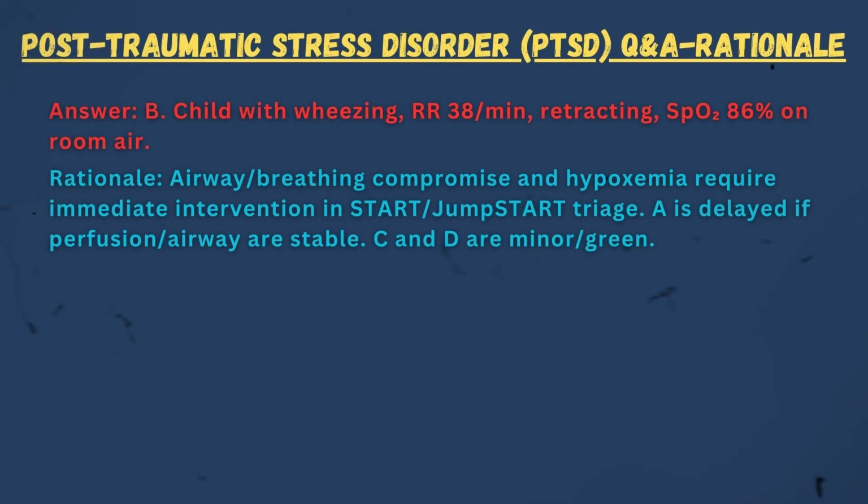Answer. B. Child with wheezing, RR 38 per minute, retracting, SpO2 86% on room air. Rationale. Airway/breathing compromise and hypoxemia require immediate intervention in START/JumpSTART triage. A is delayed if perfusion/airway are stable. C and D are minor/green.